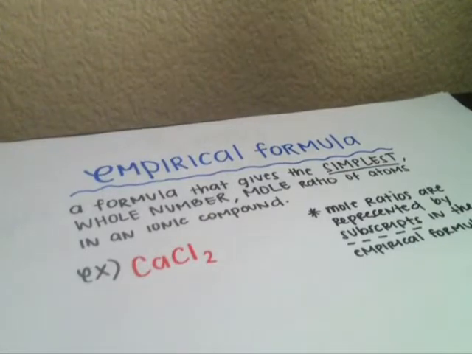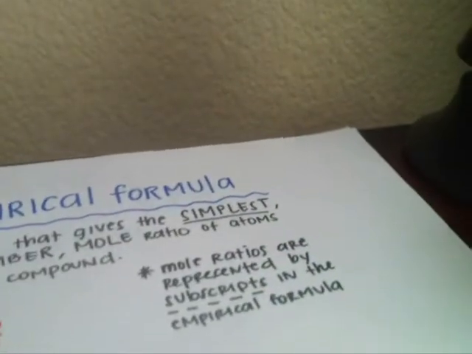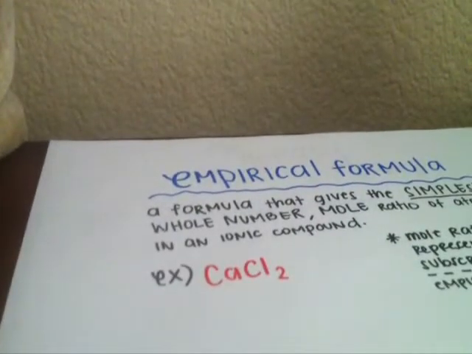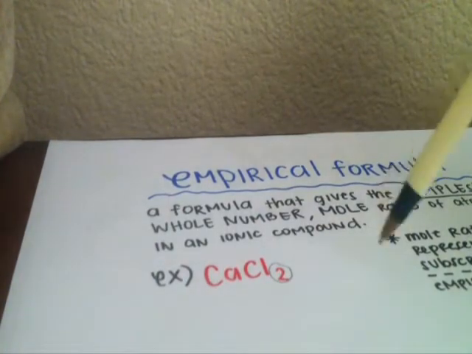Okay, so the empirical formula is used as a standard for most ionic compounds such as CaCl2, also known as calcium chloride. By definition, an empirical formula is a formula that gives the simplest whole number mole ratio of atoms in an ionic compound. These mole ratios are represented by subscripts in the empirical formula. So in CaCl2, 2 is the mole ratio of chlorine in this compound.